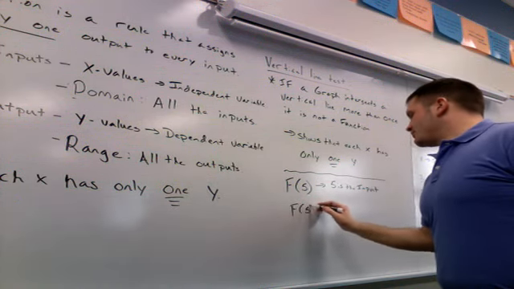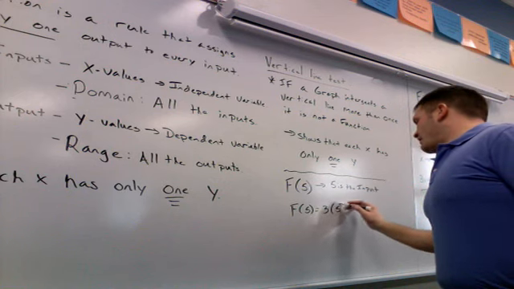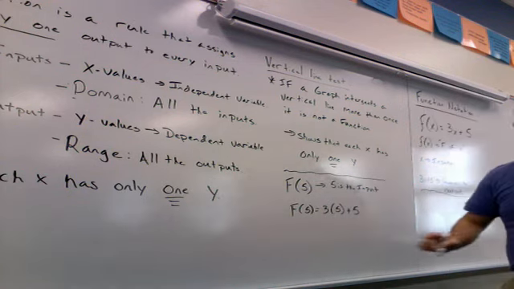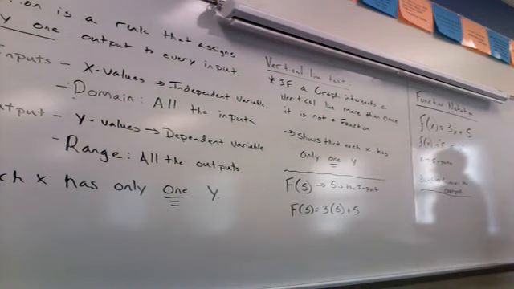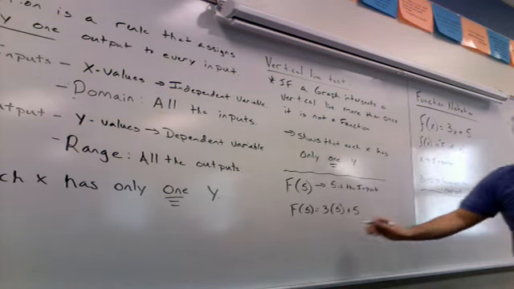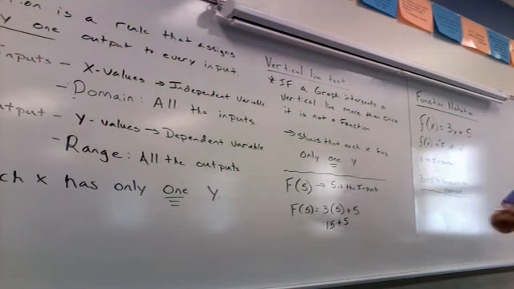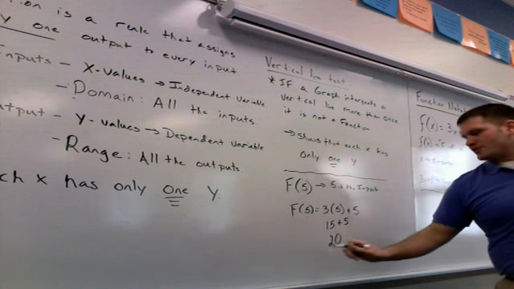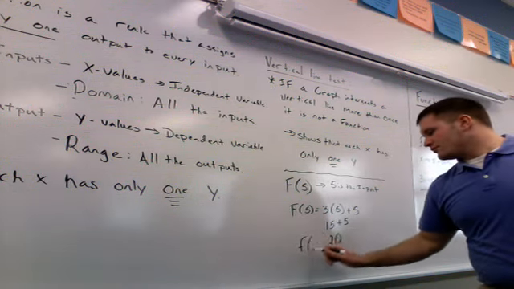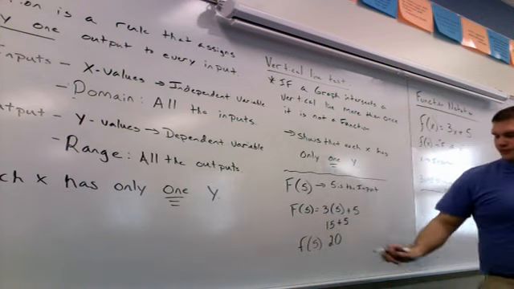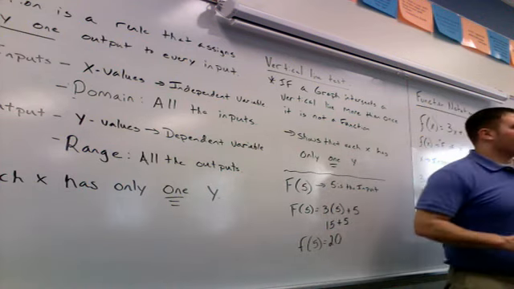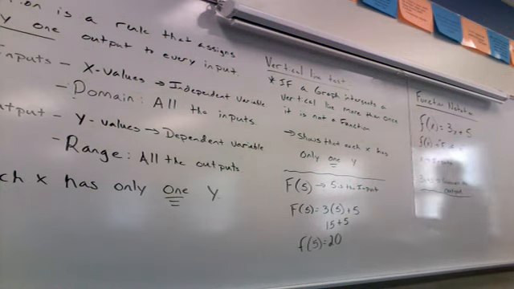So this means we do this. F of 5 equals 3 times 5 plus 5. What's 3 times 5? 15. 15, right? 15 plus 5 is 20. So that means when I plug in 5, what do we get? When we plug in 5, what do we get? 20. So when our input is 5, our output is 20.